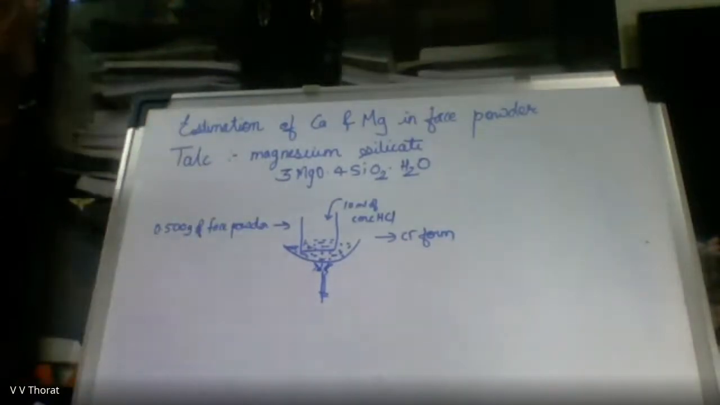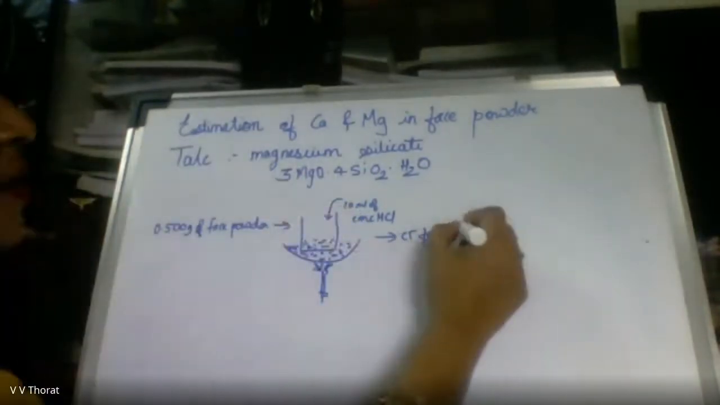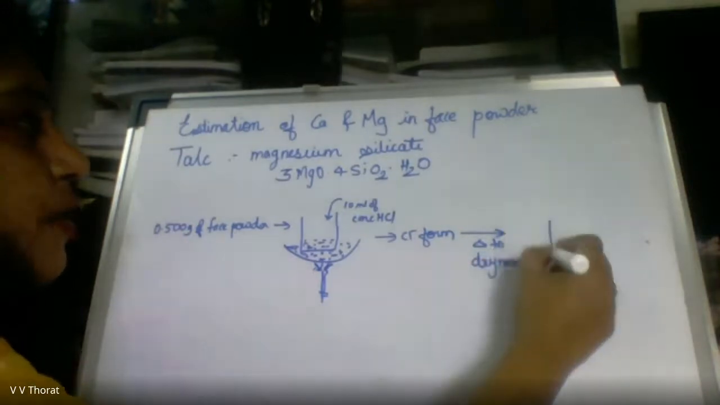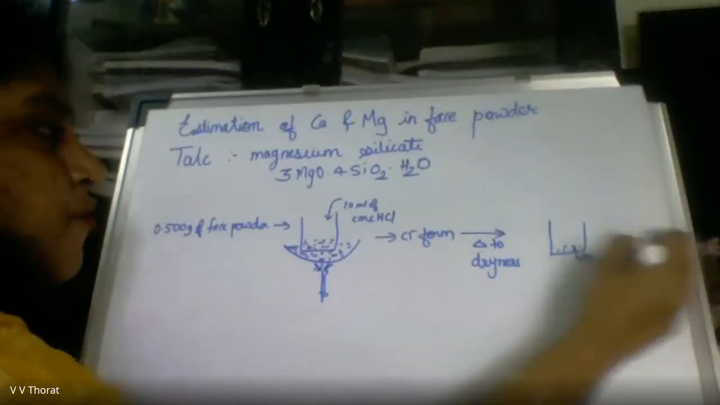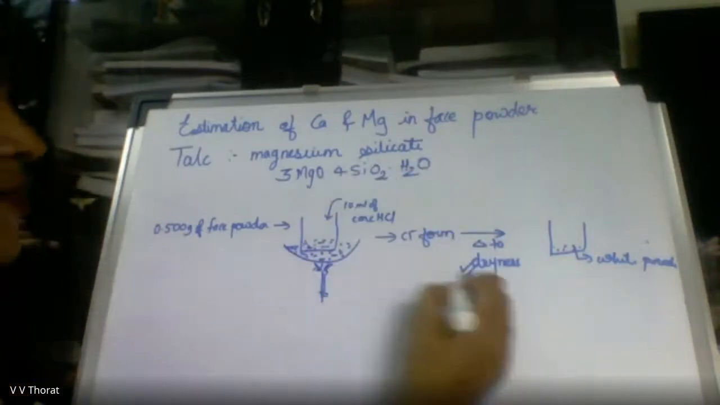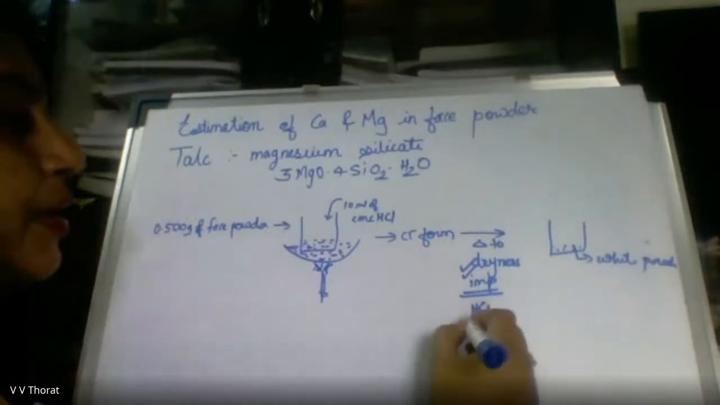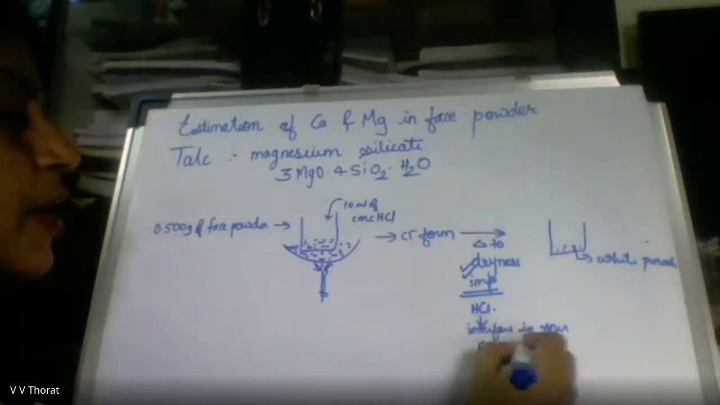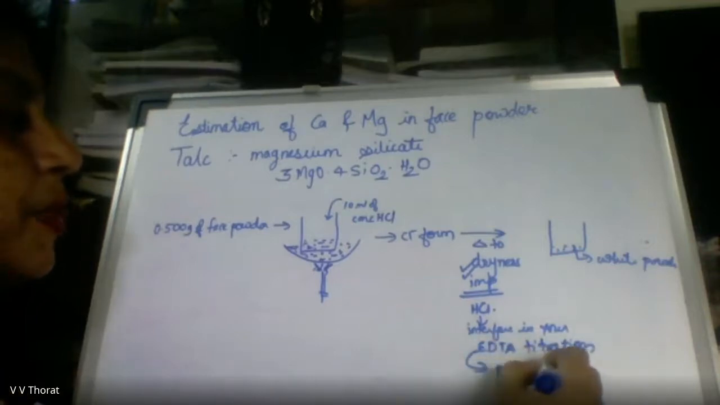If you don't heat to dryness, what will happen? If you heat to dryness, you will get a white powder. Now you have to make it dry. Important, because if HCl remains, traces of yellow remain in your beaker, it will interfere in your EDTA titration. Why? Because EDTA titrations are pH dependent.